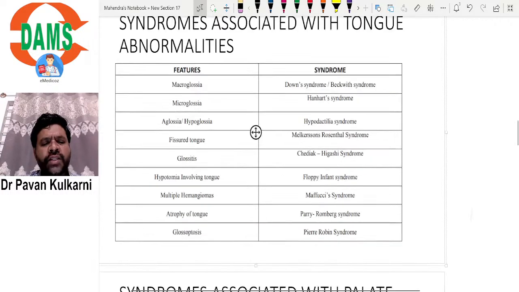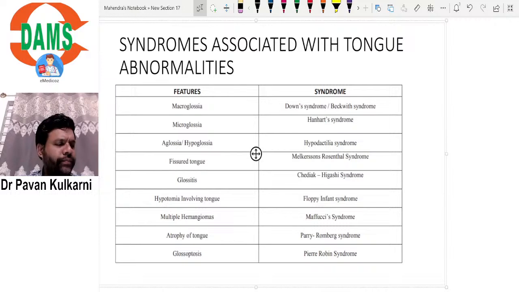What are the syndromes associated with the tongue? Macroglossia is associated with two syndromes. All of us know Down syndrome is one syndrome and Beckwith syndrome. Beckwith is Beckwith-Wiedemann syndrome. So we should know that Beckwith is a very important syndrome where the patient will have a very large tongue.